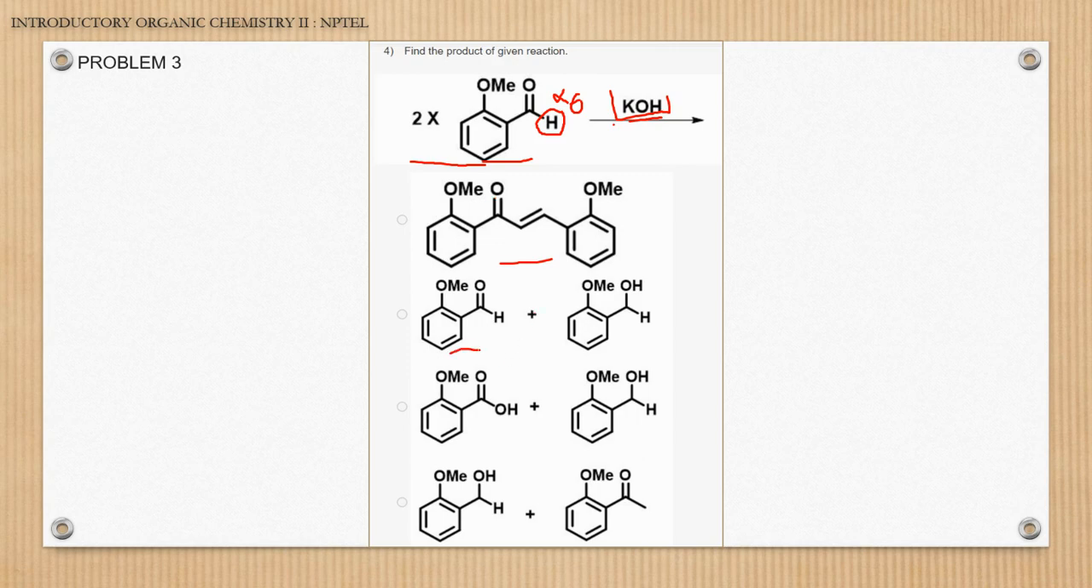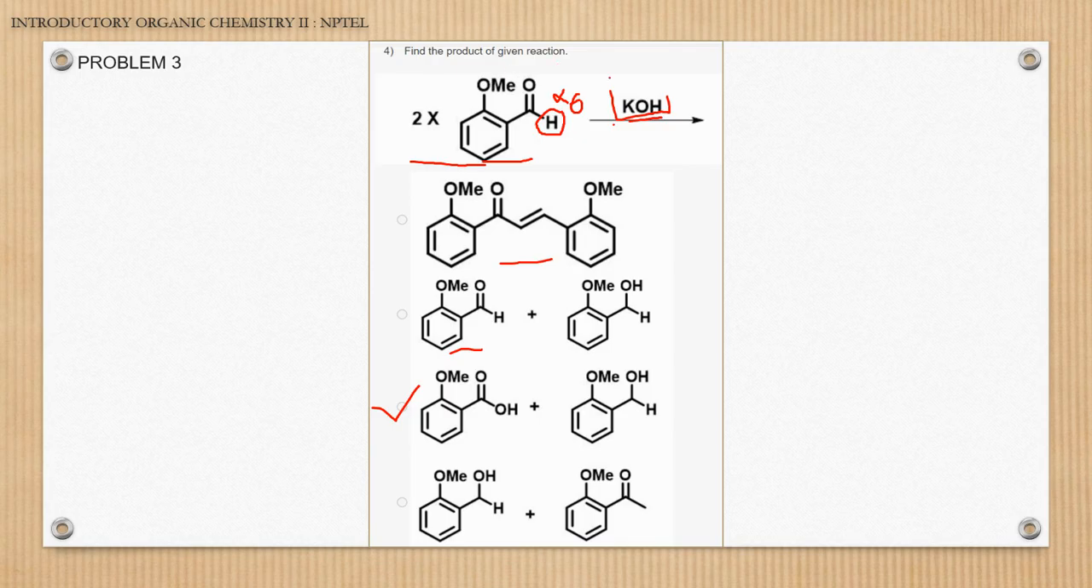And here also, in the second option, there is an aldehyde and an alcohol. I have told you we generate the corresponding acid and alcohol. So the third option has the acid and alcohol, and the fourth again has an alcohol and aldehyde. So the third option is the right one. We are generating the corresponding acid and alcohol of this particular aldehyde.